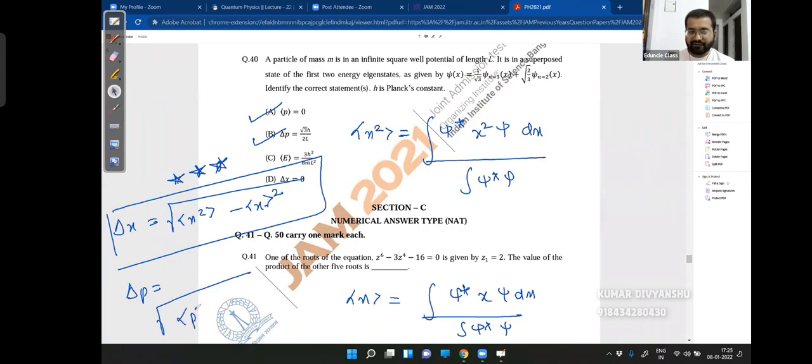This is the average of p square minus the average of p the whole square. Since the average of p is 0, it will be just the under root of the average of p square. So you have to calculate this average of p square, and then you will get delta p. This formula is general and can be extended to any operator.